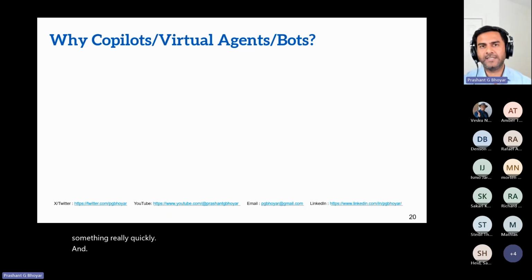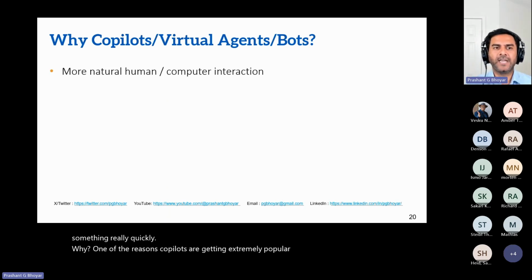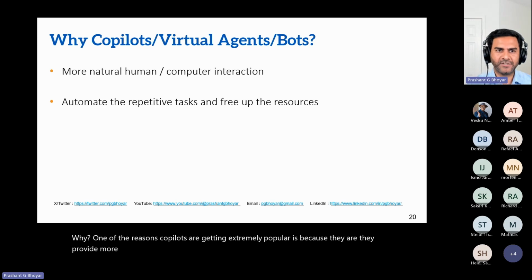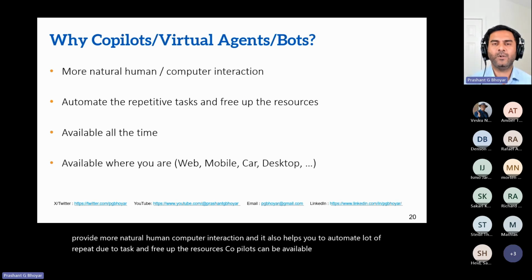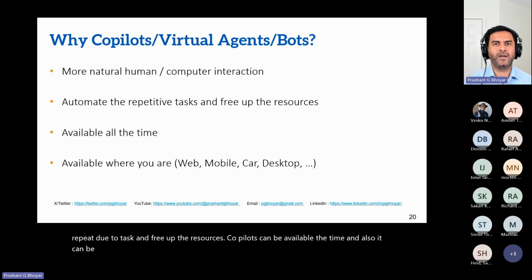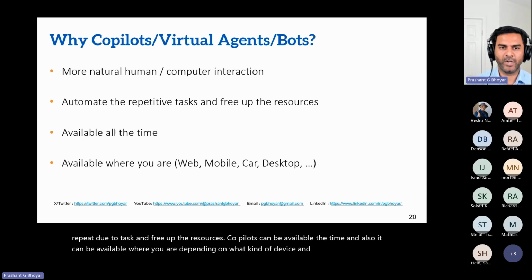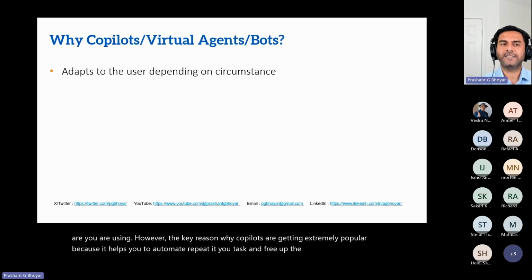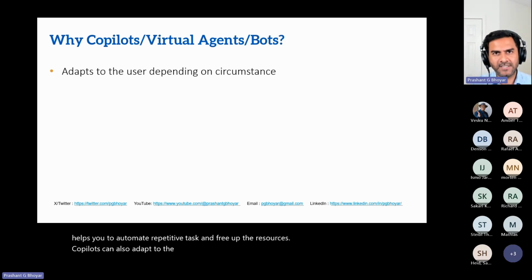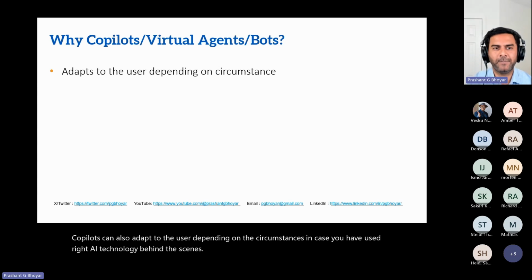One of the reasons Copilots are getting extremely popular is because they provide more natural human-computer interaction, and it also helps you to automate a lot of repetitive tasks and free up the resources. Copilots can be available all the time, and also available where you are, depending on what kind of device and what kind of Copilot you are using. Copilots can also adapt to the user depending on the circumstances. In case you have used the right AI technology behind the scenes, Copilots can be highly adaptable as well.